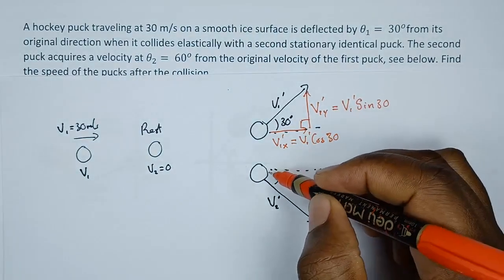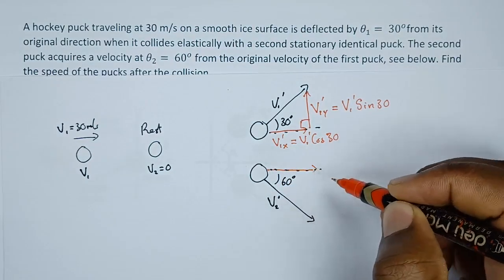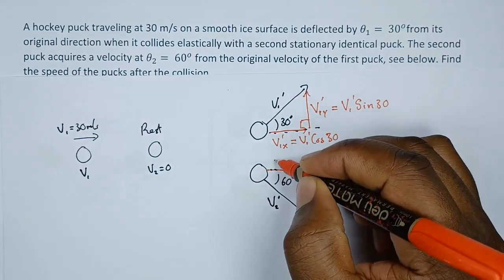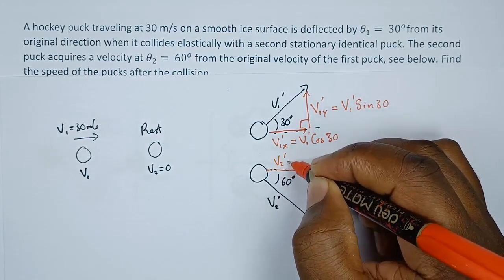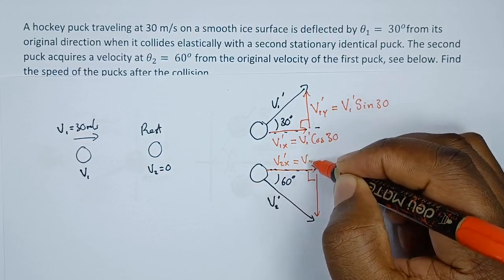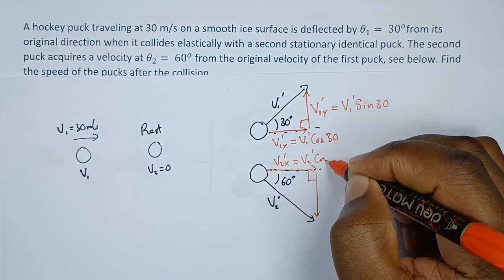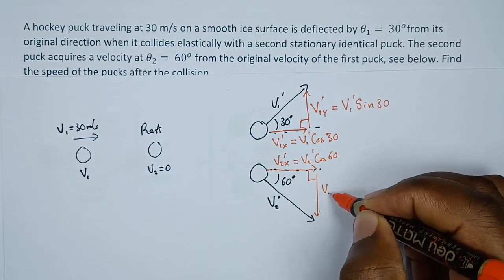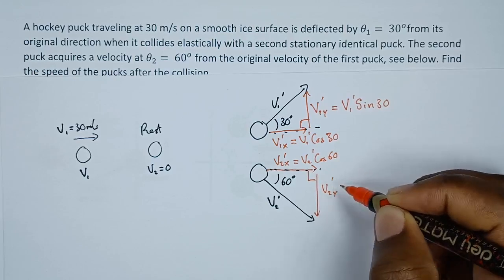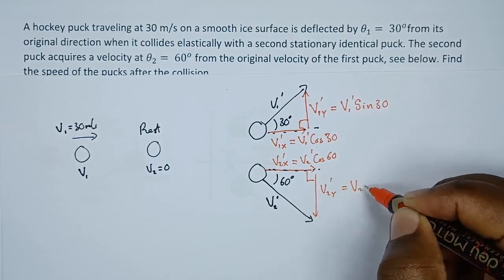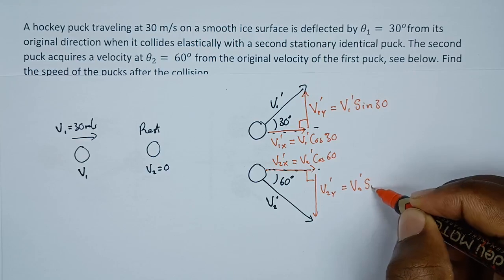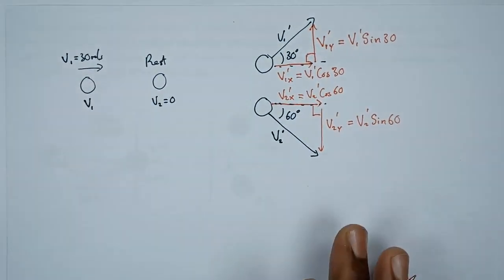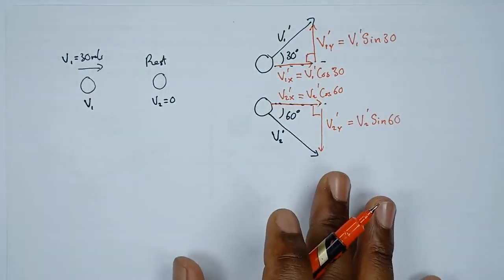If we come here, it's the same thing. We'll create a component in this direction and a component in this direction, so that this component here will be v2 prime in the x, which is given by v2 prime cos. The angle this time around is 60. This one here will be v2 prime in the y, which equals v2 prime sine 60. Okay. So now that we have broken it down into these components, let's break down what the question is saying.